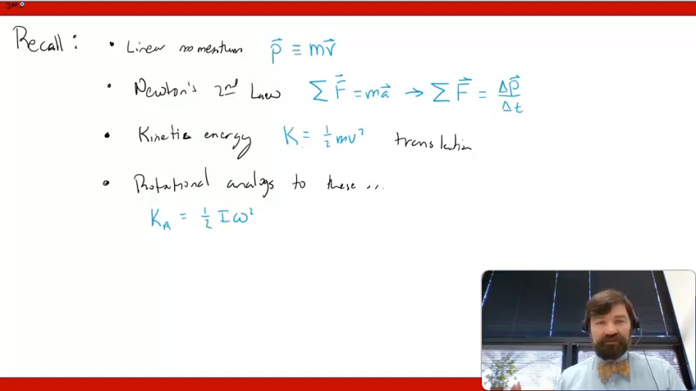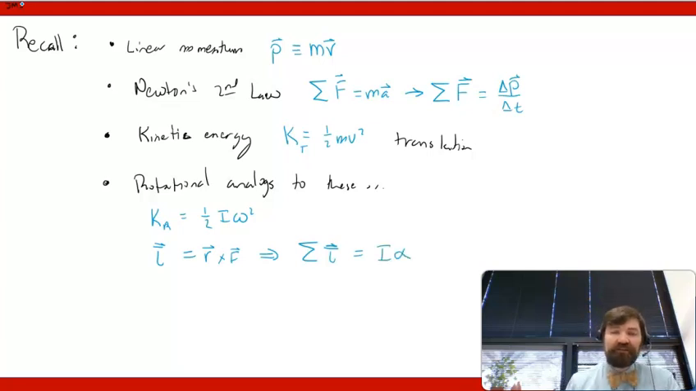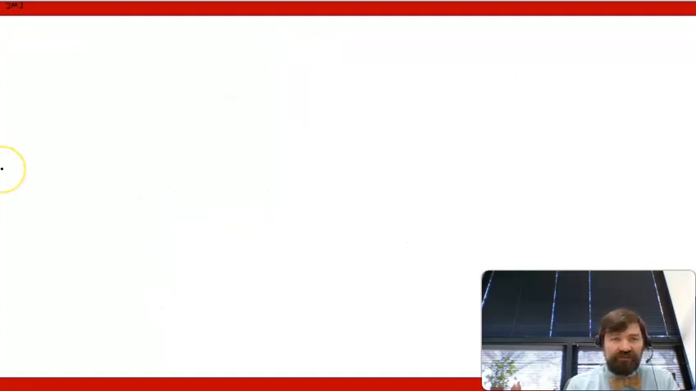We had that torque is given by r cross F, and the sum of torques on a system was I times alpha, and that's where we are. So is there some analog for p that could fit with this equation, and could just fit as the analog for momentum? All right, and the answer is yes.